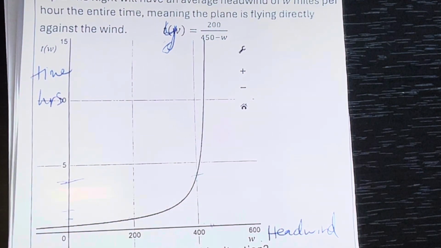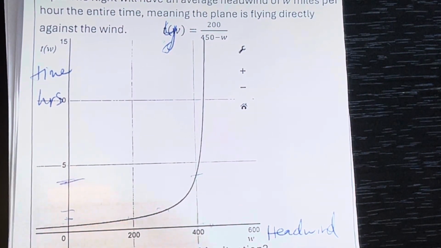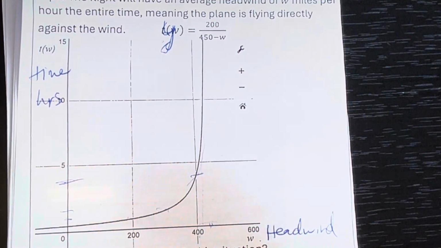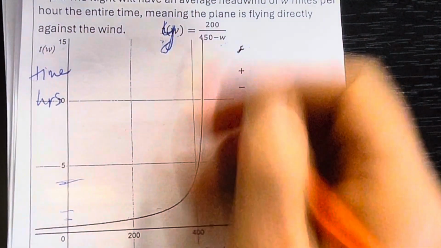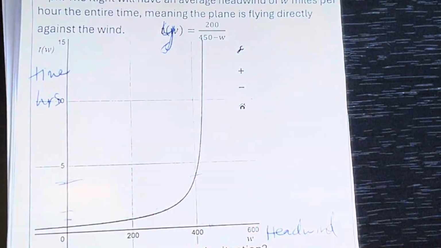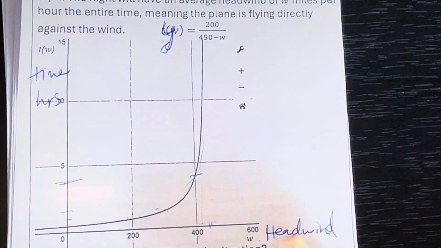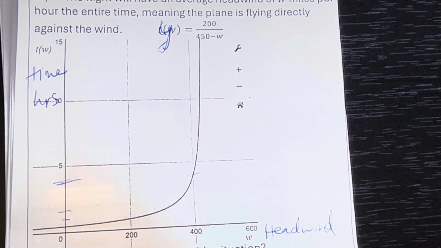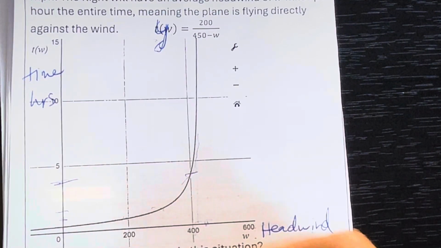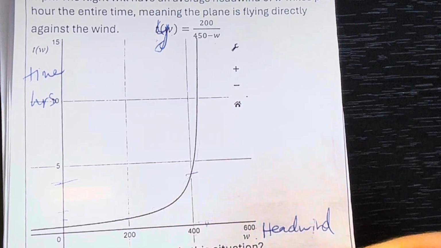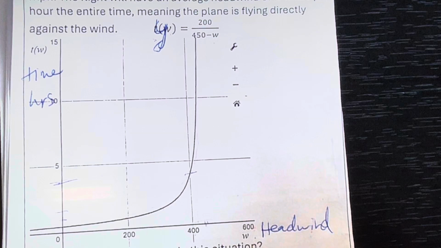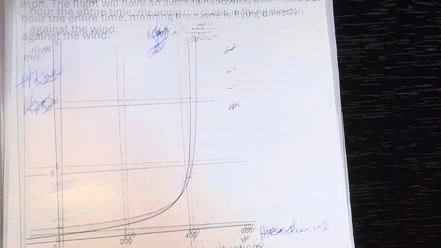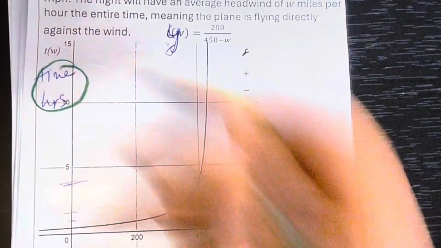Okay. What does T of 200 mean in this situation? So notice that the 200 replaced the W in T of W. The W is the headwind in miles per hour. So this is the something for headwind equal 200 miles per hour. Okay, well, it's the what? It's the time in hours.